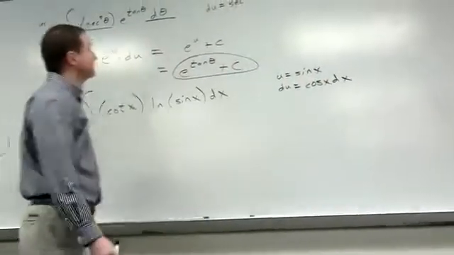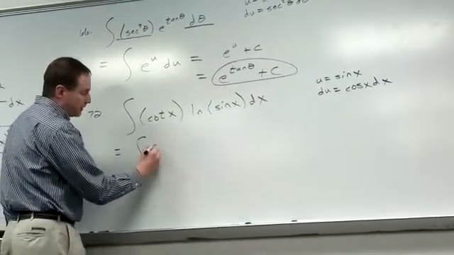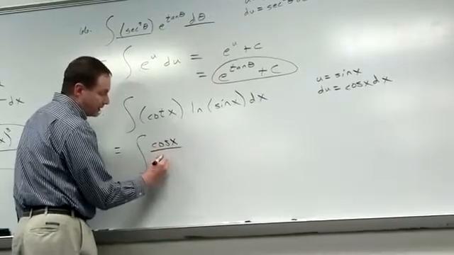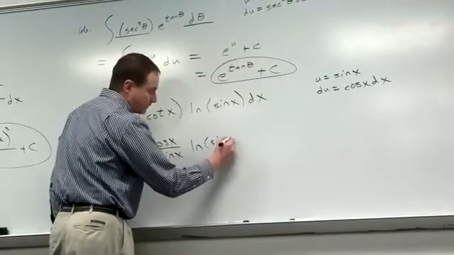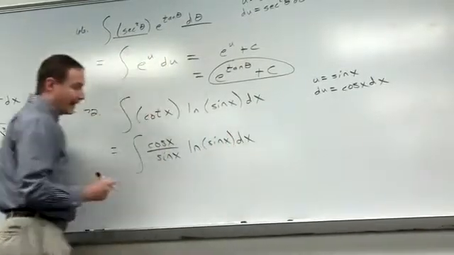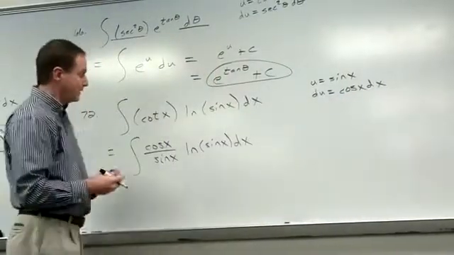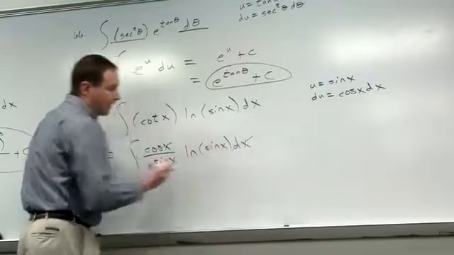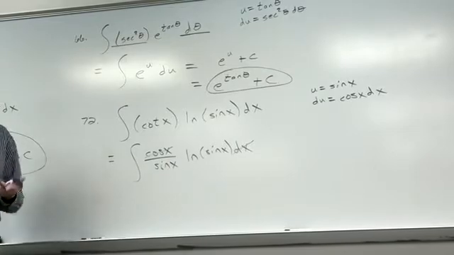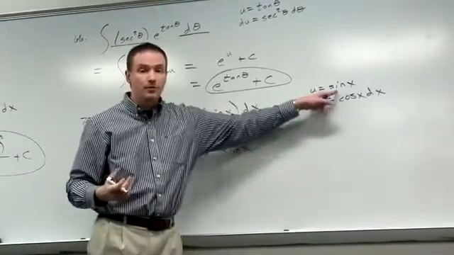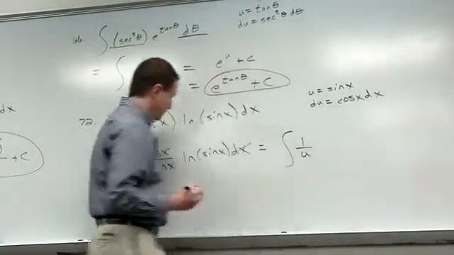And then I can say, well, this integral could have been written as cosine x over sine x, natural log of sine x dx. Now, I know that I'm going to cross everything out that's going to be replaced by du. Cosine x dx is going to be gone. But I'm still going to have that 1 over sine x. Well, sine of x is u. So I'll say, well, okay, this is going to be the integral, 1 over u, natural log of u du. Okay.